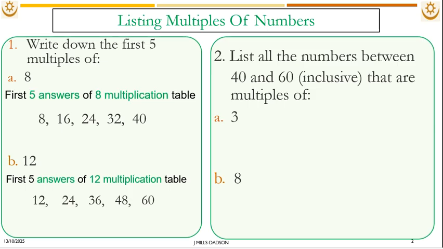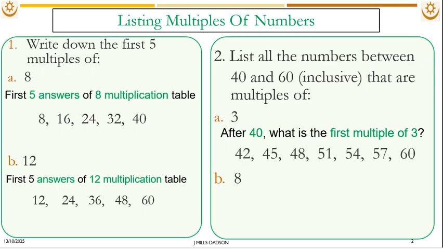Once you know your times table, you should be able to know the first number that will be in that. You know 40 is not in the 3 times table, but what's the first number that comes after 40? If you check after 40, you look for the first multiple of 3. That's 42. Then you keep on adding 3. So you go 42, 45, 48, 51, 54, 57 and 60.